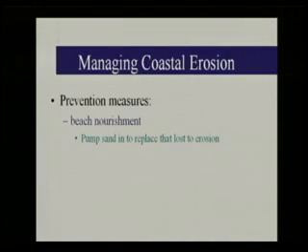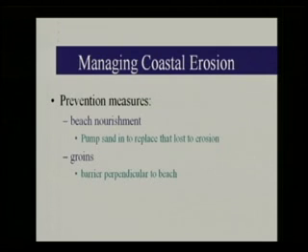So how can we manage coastal erosion and possibly prevent coastal erosion? There are some prevention measures that are employed. Some of them are more effective than others. Some of them are a lot more expensive than others. One is beach nourishment. This involves simply pumping in sand to replace the sand that was lost to erosion.